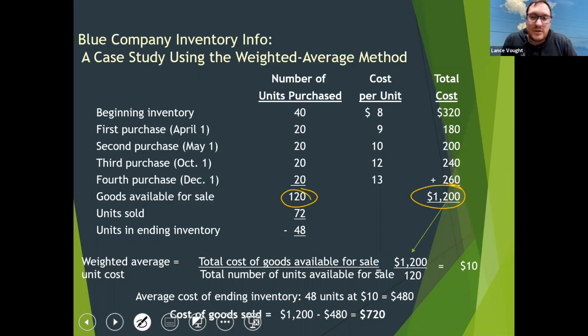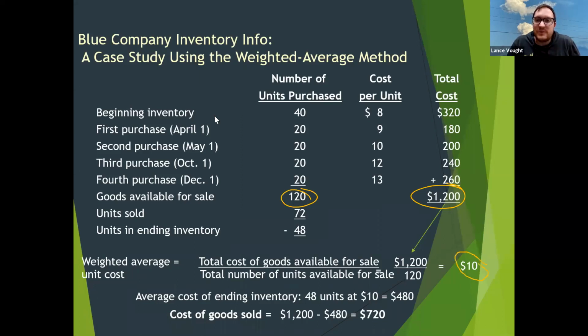So some sold for more than $10, some sold for less than $10. But instead of trying to parse and figure out, okay, which ones did we sell and which ones we didn't, we just take the average. And so we take the total cost of the units that we made available for sale, and then divide that by the total number of units, taking an average. So if you do $1,200, divide that by the 120 units, that means that the average unit costs $10.